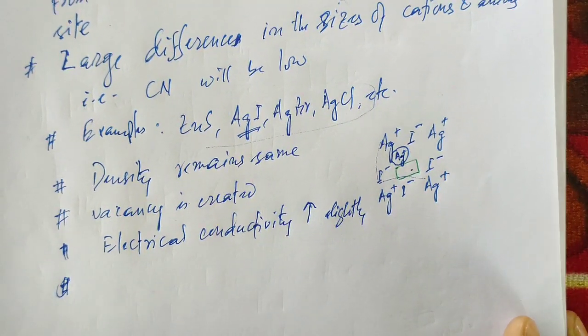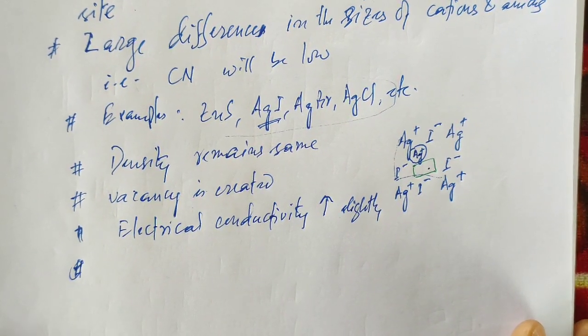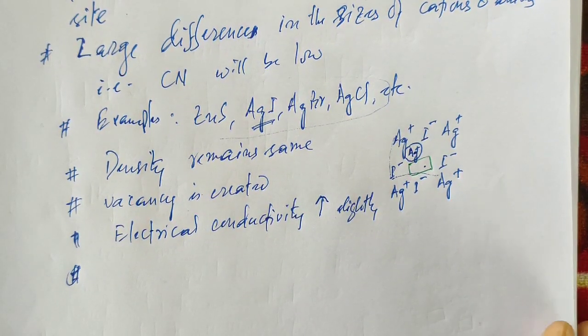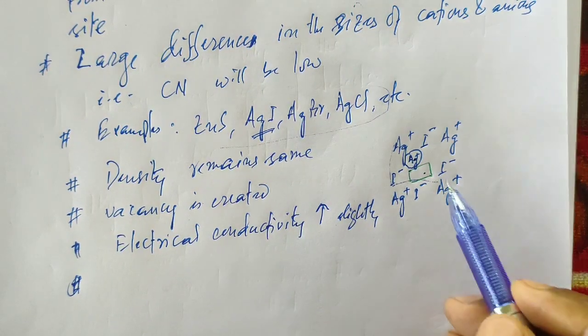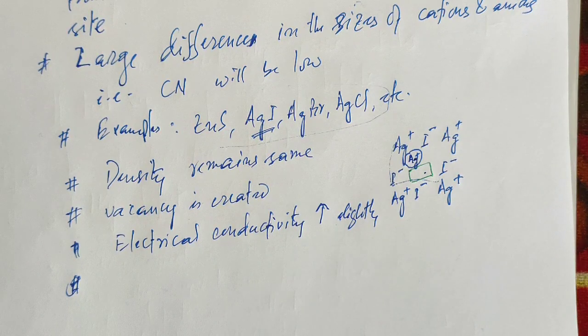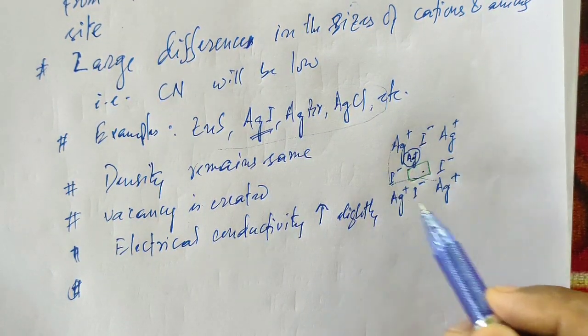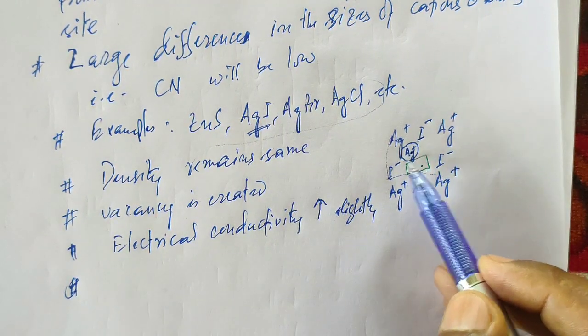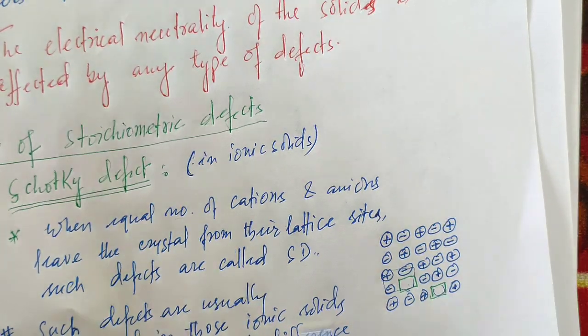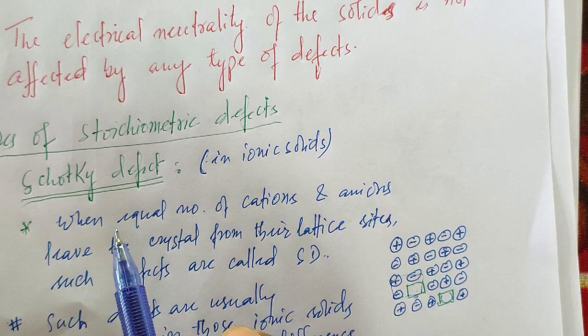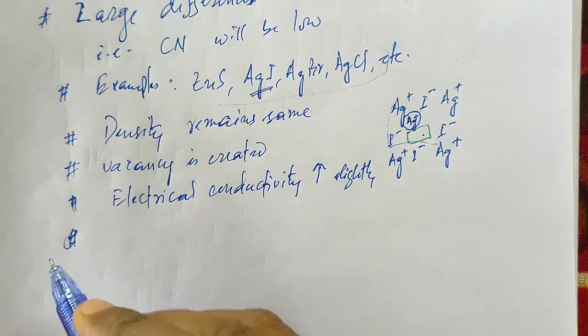There are two more types of stoichiometric defects, which are vacancy defect and the dislocation defect or interstitial defect. So I'm not writing those defects here. Vacancy defect is a defect in which vacancy is created. That is a general term. And interstitial defect is a defect in which some ions or molecules or atoms occupy the void. And in Schottky defect, vacancy is created, therefore Schottky defect is also an example of vacancy defect.